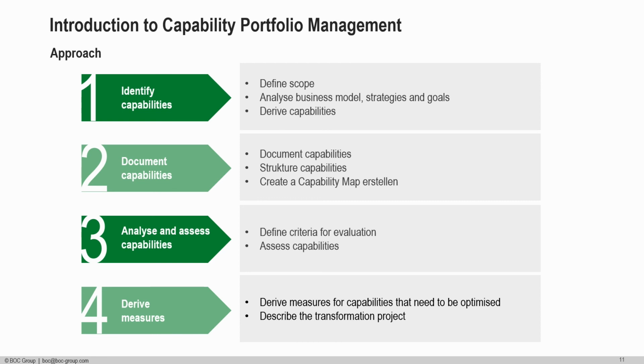And lastly, we need to derive the measures. So we need to distinguish how we can optimize our capabilities, what do we need to do to improve them, who needs to do so, and simply just we need to describe the transformation project.